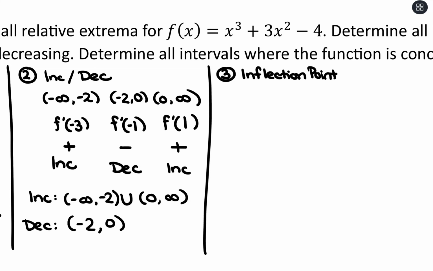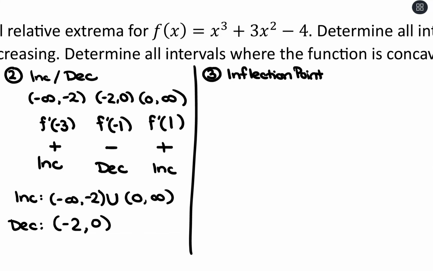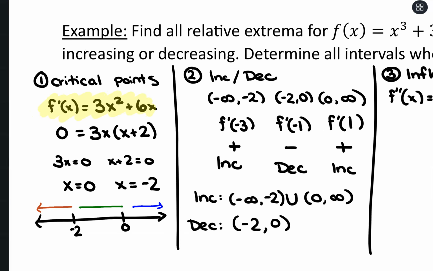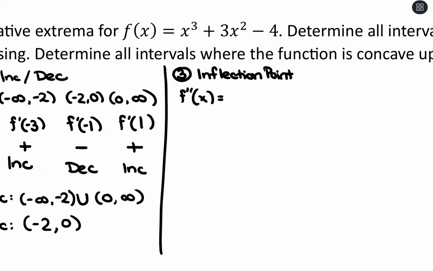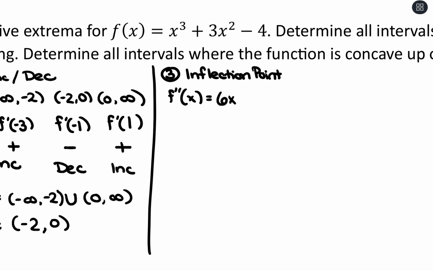That's going to separate up my intervals here. So inflection point is going to occur where our second derivative is equal to 0. So second derivative, if I go back to my first derivative function and take the derivative, that'll be a 6x plus 6. Solve for where that equals 0. Let's see, factor out a 6 for x plus 1. So we'll have x equals -1 as our inflection point.